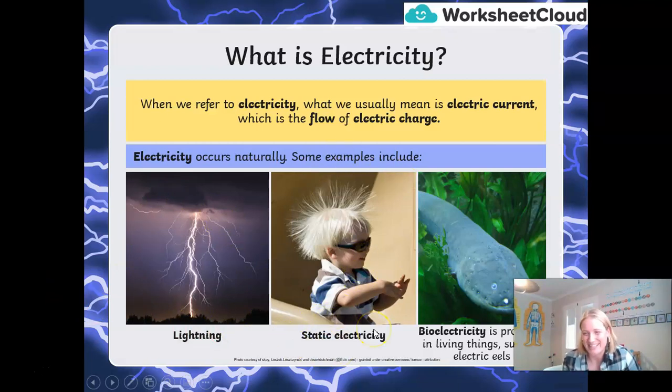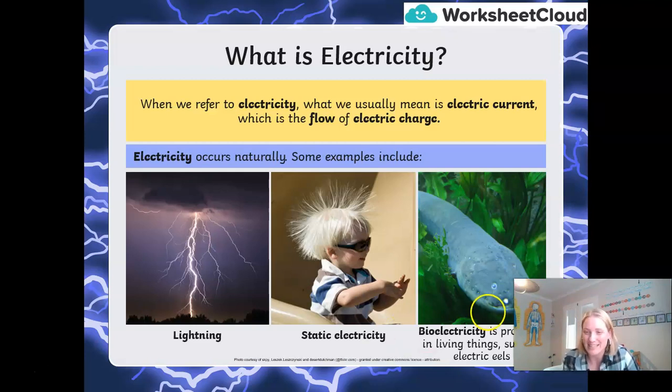Static electricity. Who's ever had that? You know, sometimes when I close my car door, I get a little electric shock from it, or I put on one of my jumpers, my hair will stand up on end like that. Not quite so bad, but... and also there are things living such as electric eels that have what we call bioelectricity.